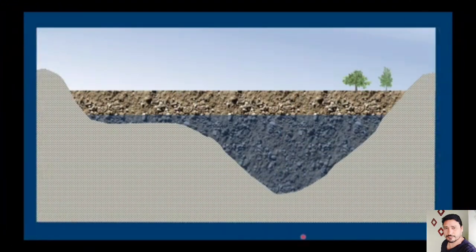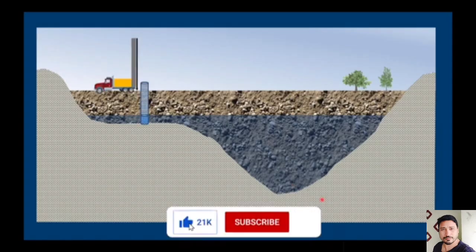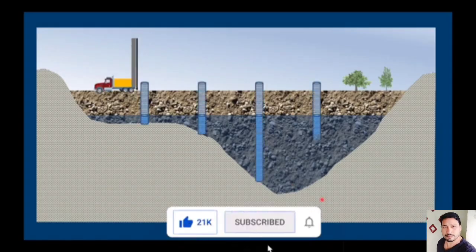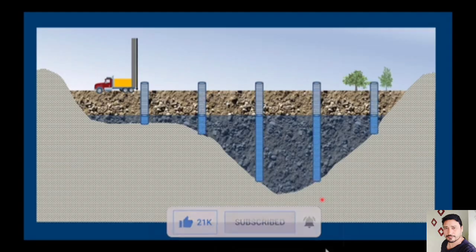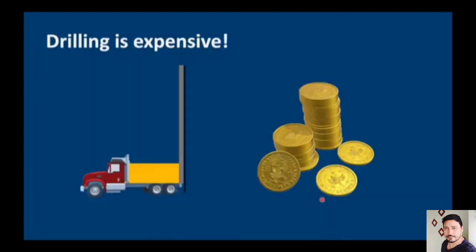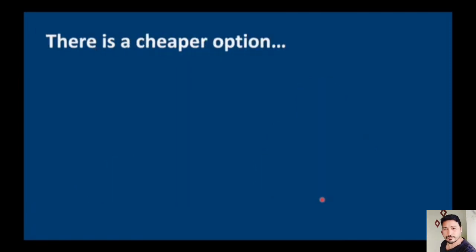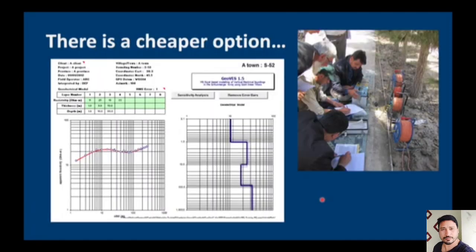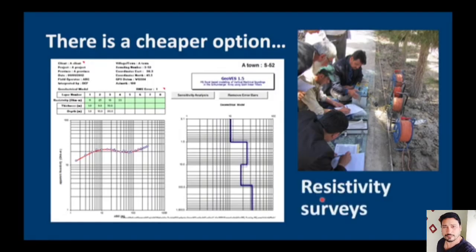We would like to find the best location to drill a water well in this alluvial aquifer. One option we could have is to bring along a drilling rig and drill an exploration well every 20 meters or so. Maybe we'd find the right place, maybe not. It would waste a lot of time and, more importantly, a lot of money because drilling is very expensive. So is there a cheaper option? Yes, there is. It's called the resistivity survey, which is the subject of this video.